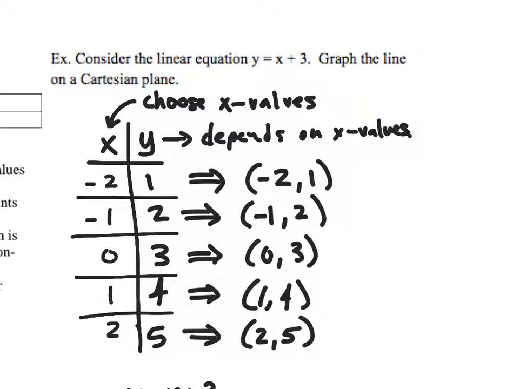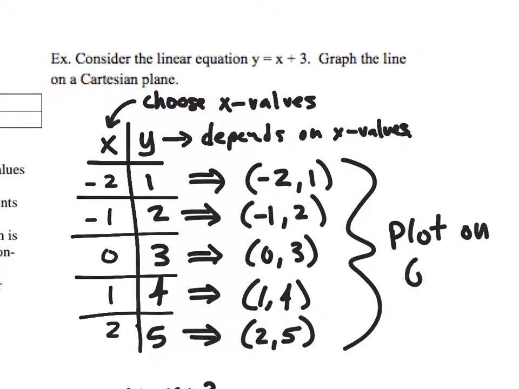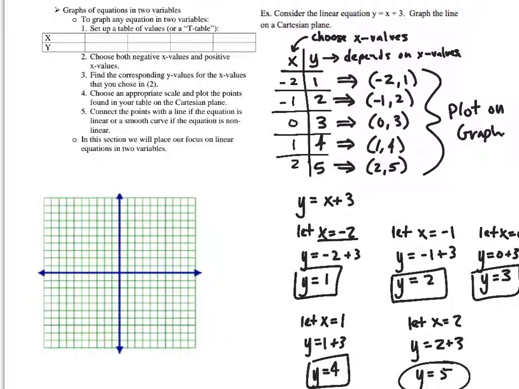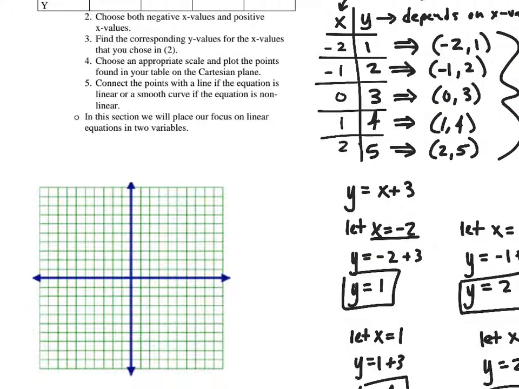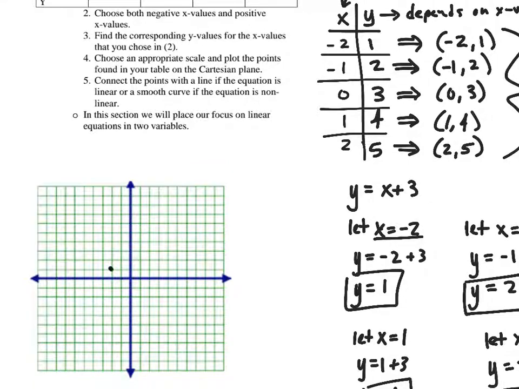Now what I do is I plot these on the graph, just like we did before. If I went ahead and plotted the point (-2, 1), I've got this point right here. I have the point (-1, 2), so start at my origin, go left 1, up 2. If I have the point (0, 3), it means I start at my origin and I just go up 3 units. So I plot a point there.